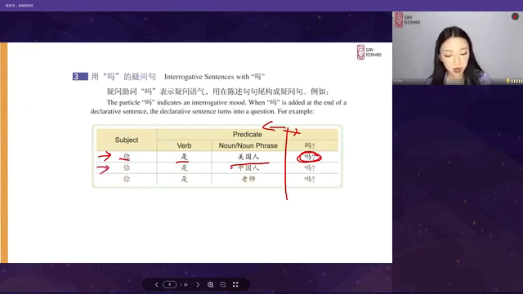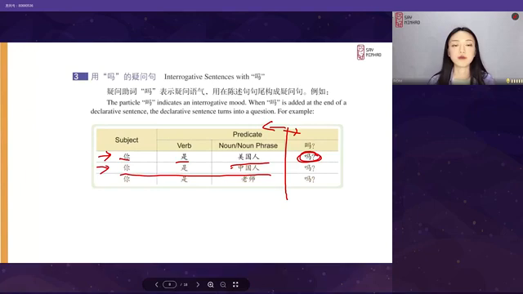Now let's see the next one. 你是中国人. You are Chinese. And I put a ma after it. 你是中国人吗? It means, are you Chinese? It becomes a question. Last example is 你是老师. You are a teacher. And I put a ma after it. It becomes 你是老师吗? Are you a teacher?